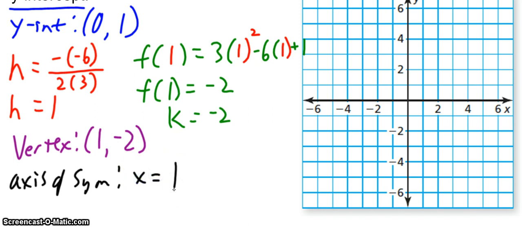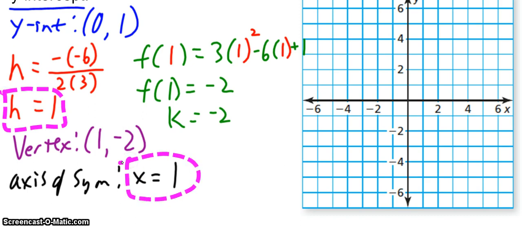Now I want to point out it's not a complete coincidence that the y-intercept had the same value as h and our axis of symmetry. They will always be the same, this value and this value are the same.